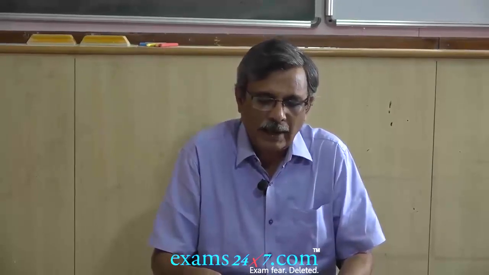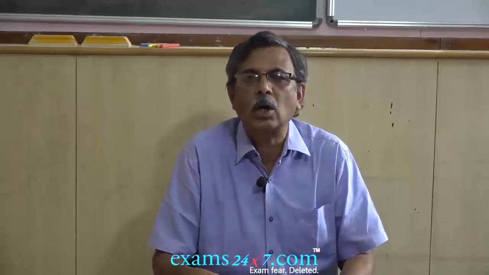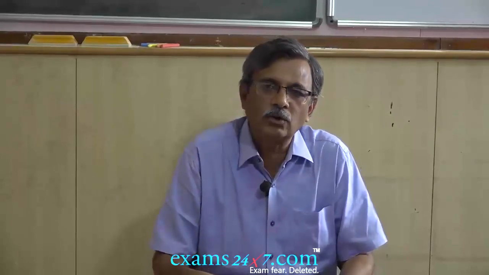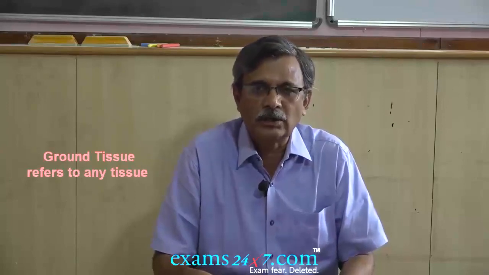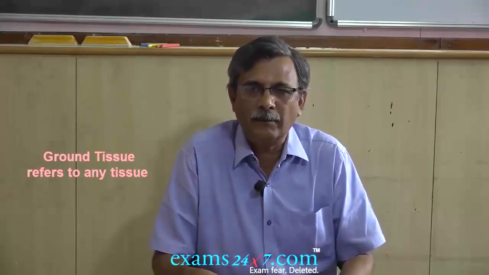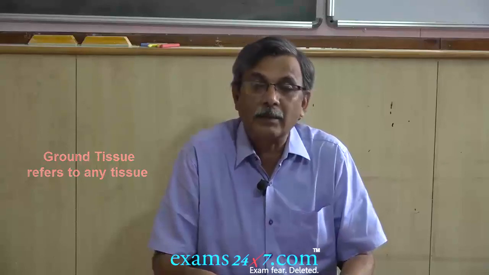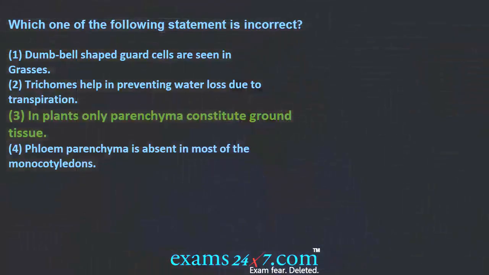Option 3, in plants only parenchyma constitutes ground tissue. I hope all of you know ground tissue refers to any tissue that represents cortex and pith. That includes parenchyma, collenchyma, sclerenchyma. Thereby option 3, which is a wrong statement, that is the incorrect statement, must be the answer. Option 4, phloem parenchyma is absent in most of the monocotyledons, which is a correct statement, thereby it is not an answer. Thereby it is confirmed that option 3 is the answer for this question.